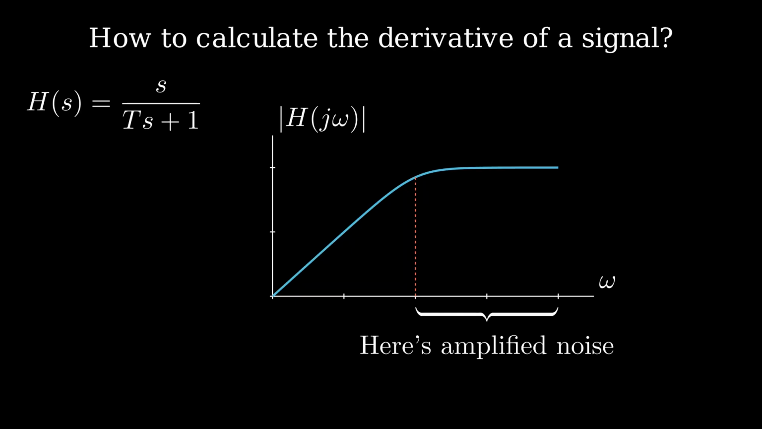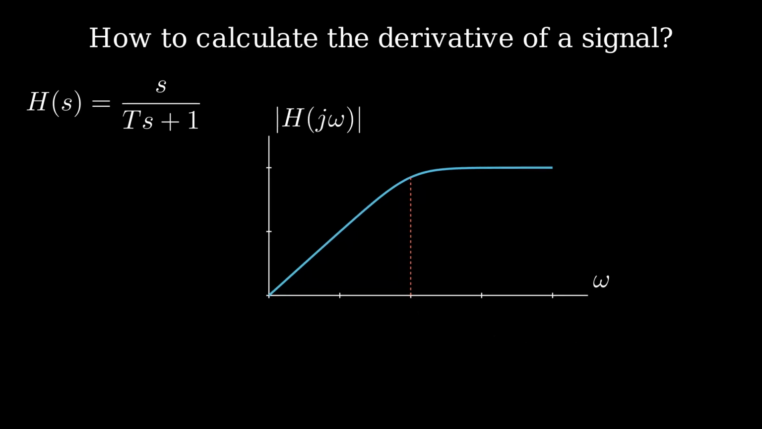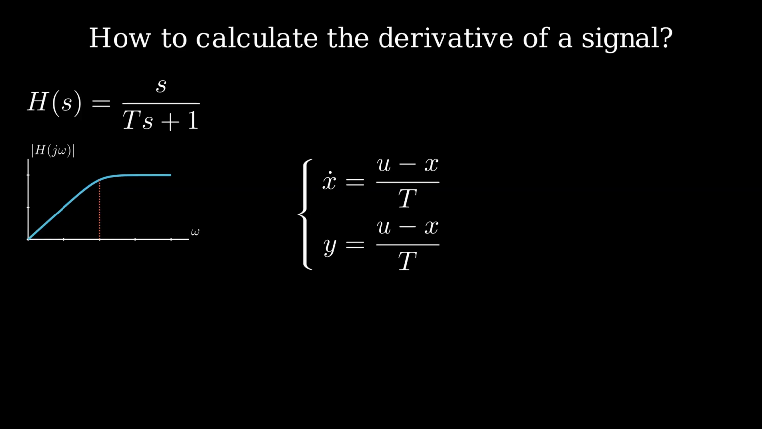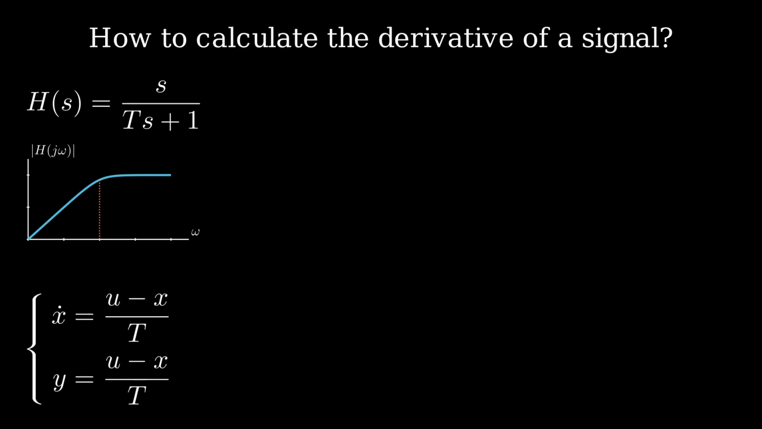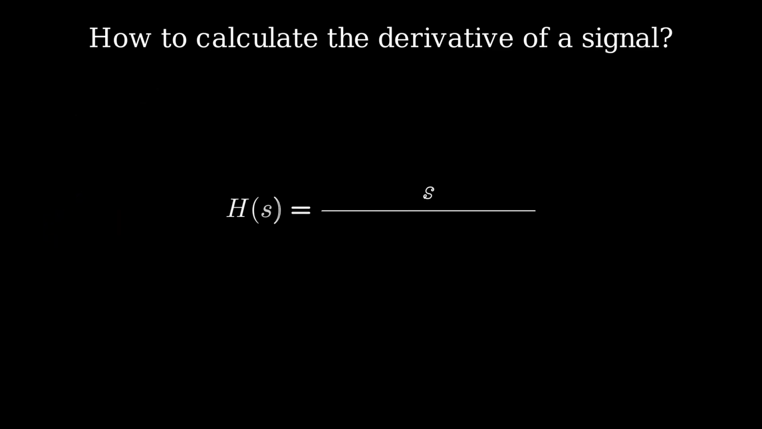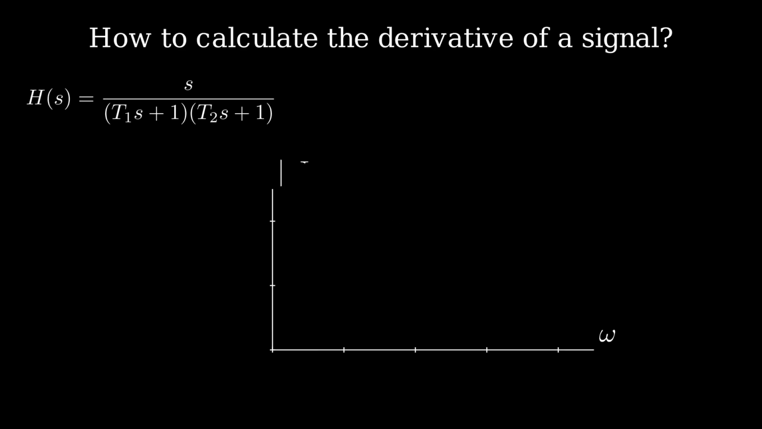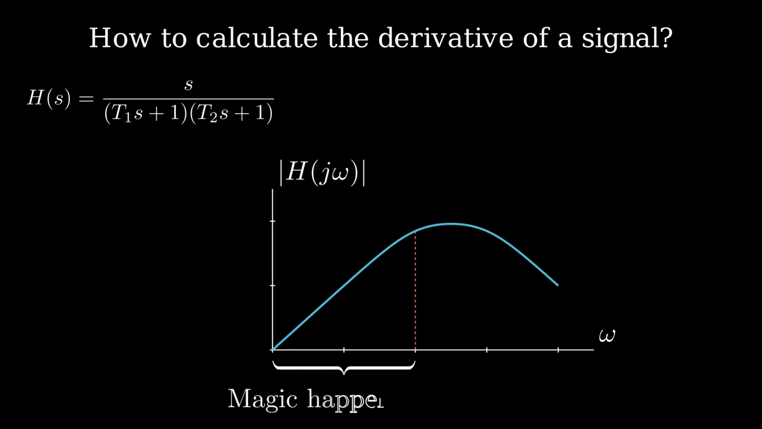Before we try to solve that, let's see what the system looks like in the state space. It's a simple first-order system. Our goal is to decrease the gain at high frequencies so that we don't amplify the noise as much. How? Yes, you guessed it. We need to introduce another pole into the system. What it does is make the gain drop with frequency at a certain point. As before, differentiation happens only below the first cutoff frequency.